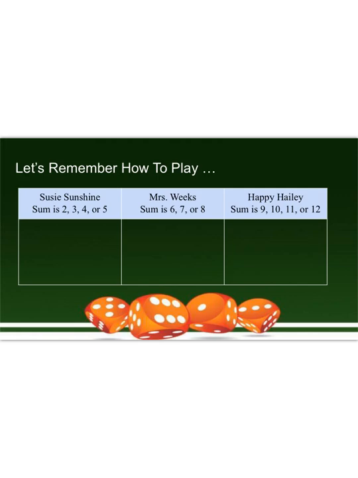So you had two dice and you rolled them and you added them together. And depending on what you got, let's say you had a 1 and a 3. 1 plus 3 is 4, so Susie Sunshine got a tally. Maybe you ended up with a 5 and a 6. When you add 5 and 6 together, you get 11, and Haley got a tally. Or let's say you had a 3 and a 4. If you add 3 and 4 together, you get 7, and Mrs. Weeks gets a tally. And then you played that 20 times, and you found out who the winner was after 20 rolls.